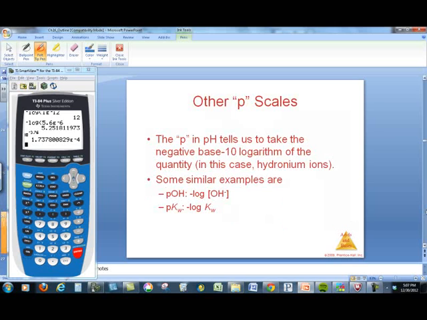Okay, so other P scales, pH, and the P in pH tells us we want to take the negative of the log of that number. So when we see the P in front of something else, the P of Kw, the pKw, is the negative of the log of the Kw, which would be the negative of the log of 1 times 10 to the minus 14, or 14.